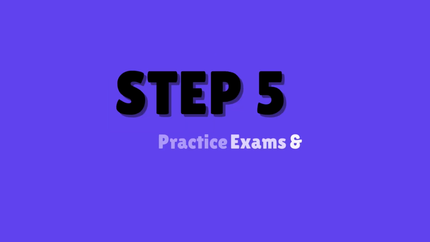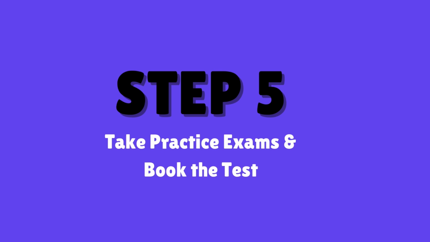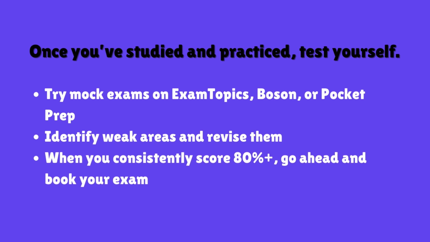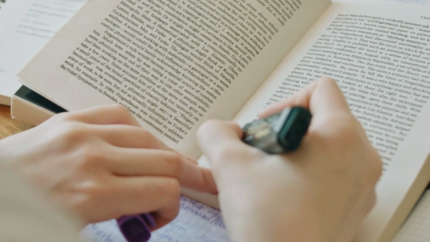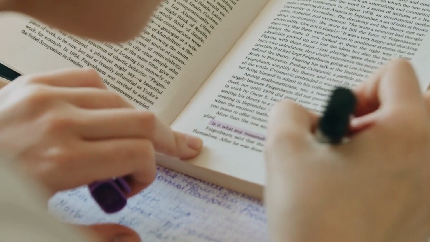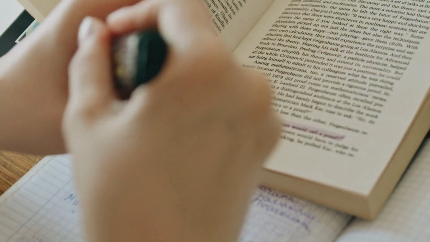Step 5. Take practice exams and book the test. Once you've studied and practiced, test yourself. Try mock exams on ExamTopics, Boson, or Pocket Prep. Identify weak areas and revise them. When you consistently score 80% plus, go ahead and book your exam. The CEH exam is 125 questions in 4 hours. With preparation and confidence, you'll crack it.